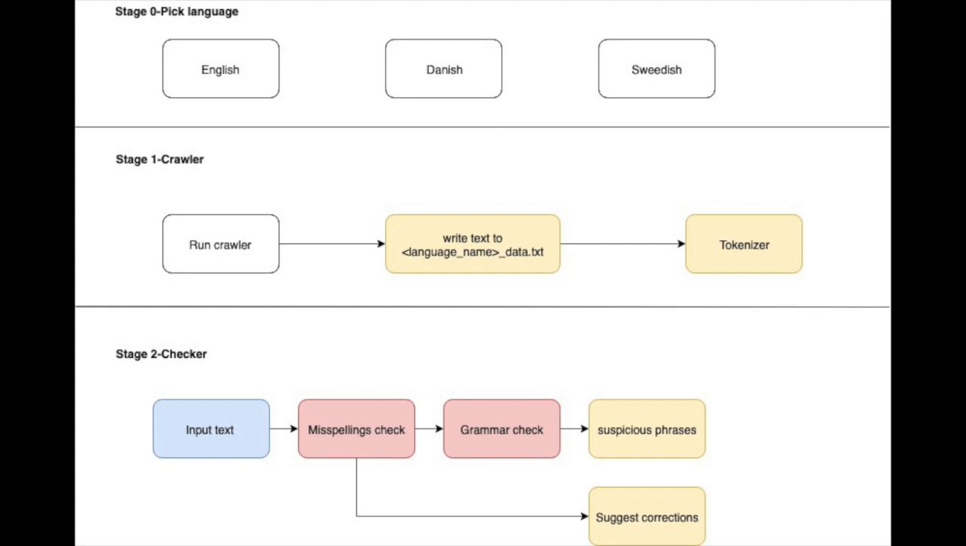In stage 0, the user selects one of the 3 language options. In stage 1, the crawler crawls through the web to collect textual data in the selected language and stores the data in a text file. In stage 2, the checker looks for misspellings and grammar errors and outputs a list of suspicious phrases and suggested spelling corrections.